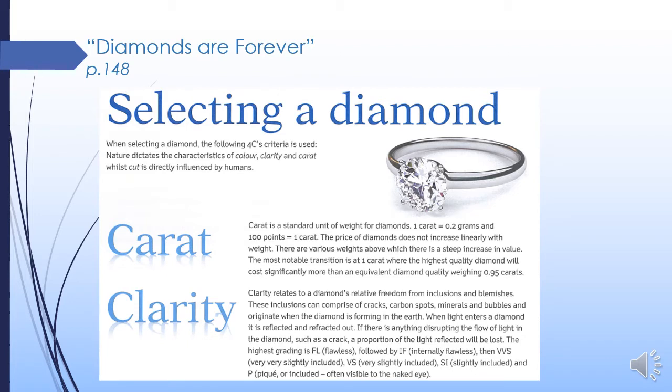Carat is a standard unit of weight for diamonds. 1 carat equals 0.2 grams, and 100 points equals 1 carat. The price of diamonds does not increase linearly with weight. There are various weights above which there is a steep increase in value. The most notable transition is at 1 carat, where the highest quality diamond will cost significantly more than an equivalent diamond quality weighing 0.95 carats.